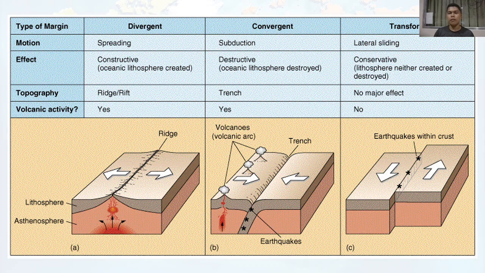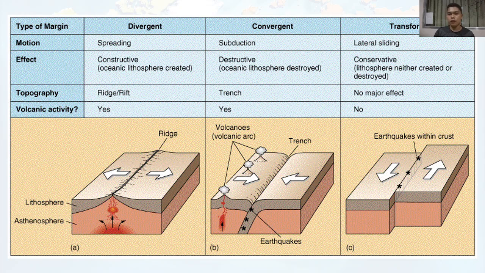I'm sure that you are familiar with the Mariana Trench, the deepest part of the Earth, located near our country, the Philippines, because the Mariana Trench can be found in the Pacific areas. For the volcanic activity, yes, there is still volcanic activity when there is a convergent movement of these plate boundaries.